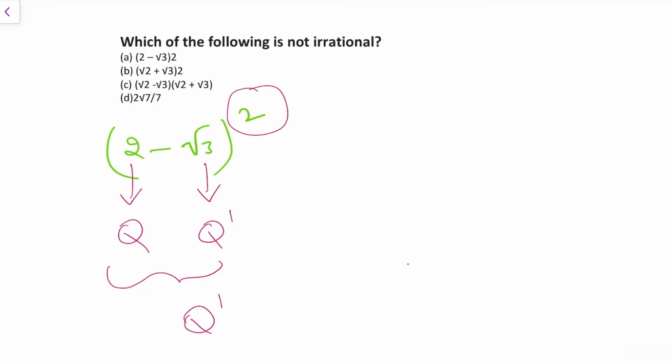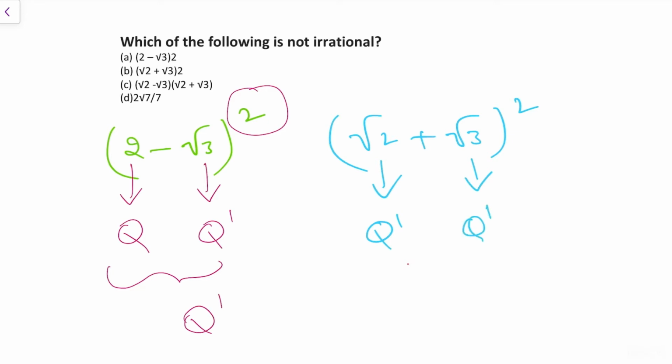Next, coming to the next option, that is root 2 plus root 3 whole square. Here root 2 is an irrational number, root 3 is also an irrational number. If you add these two irrational numbers, again we will get an irrational number only. For that irrational number, again we are doing square. For an irrational number, if you do squaring, definitely we will get an irrational number only. So the second option also we can remove.